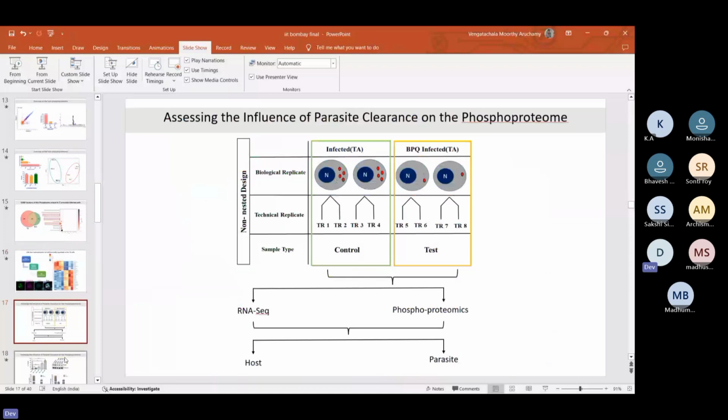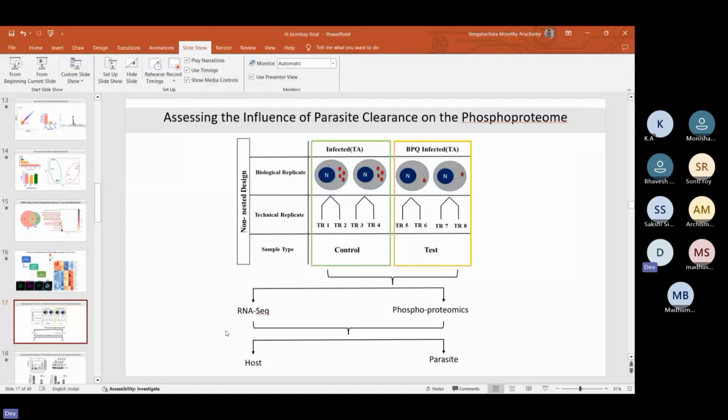The initial study was comparing three different conditions: uninfected, infected, and parasite clearance. The previous data represent infected versus uninfected. Here the data is about infected versus BPQ treated samples, where the parasite is eliminated from the host environment. Here we try to integrate both RNA-seq and phosphoproteomic data in order to identify the final molecules. So we have taken control and test samples, followed by phosphoproteomics as well as RNA-seq. We are going to look at both host and parasite molecules.